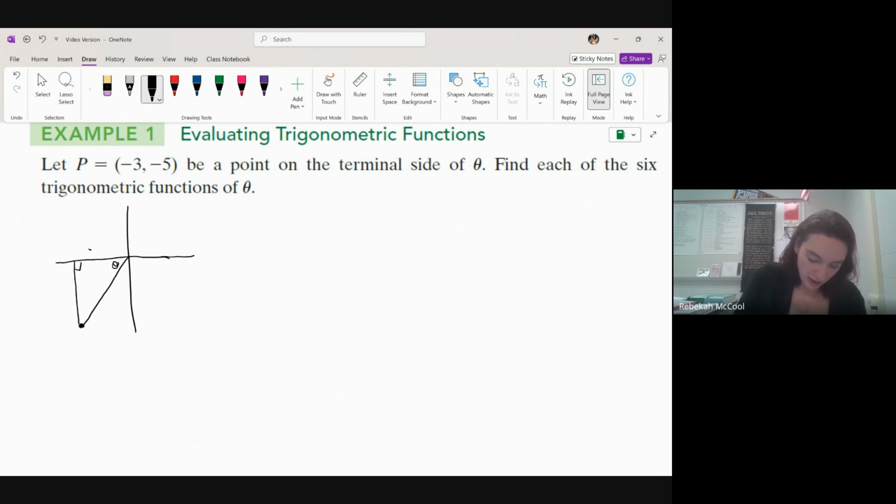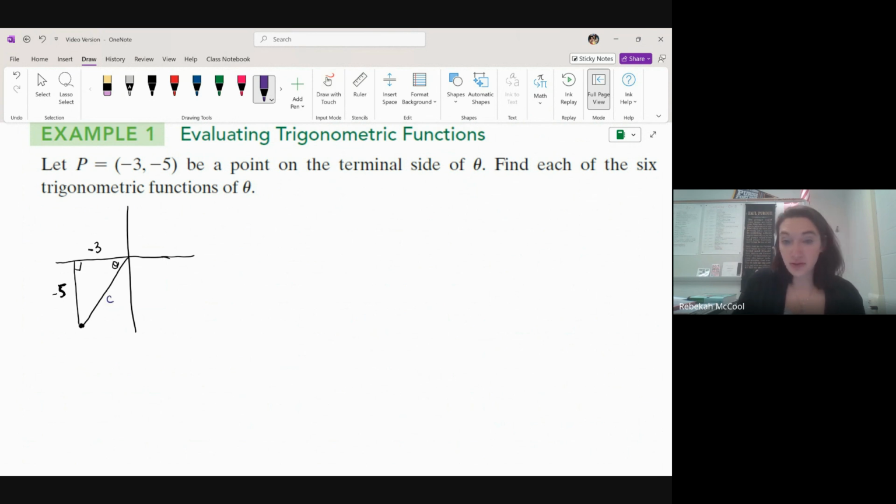My x coordinate there was at -3, so that's my distance there. My y coordinate is at -5, so that's my distance there. And so we're going to find our 6 trig functions. In order to do that, we do need to know the hypotenuse. That's the radius of the circle that we could create. So this is where we're going to use our Pythagorean theorem.